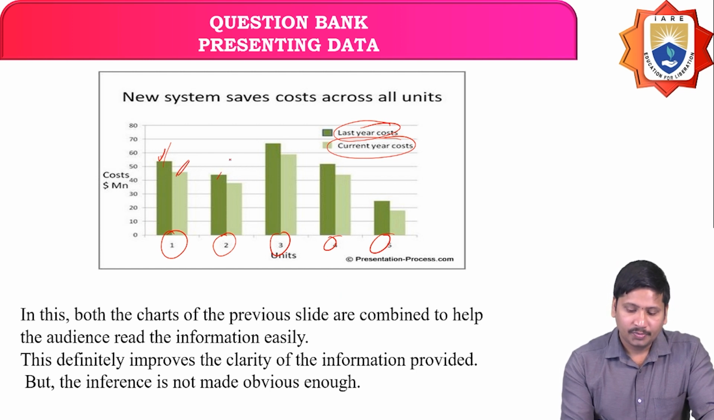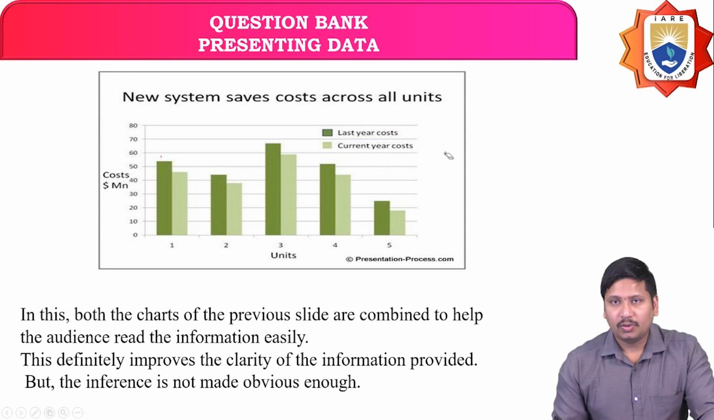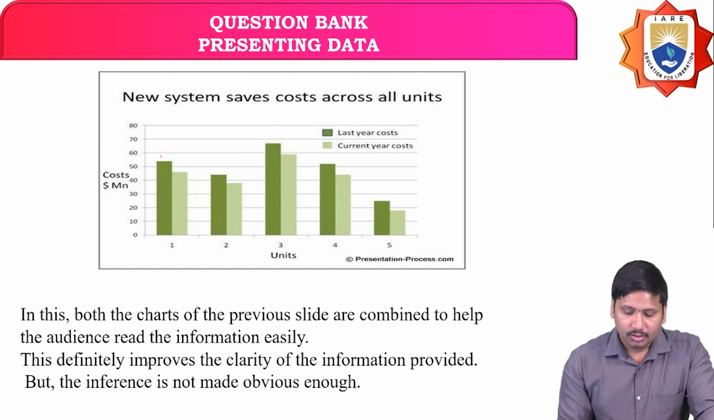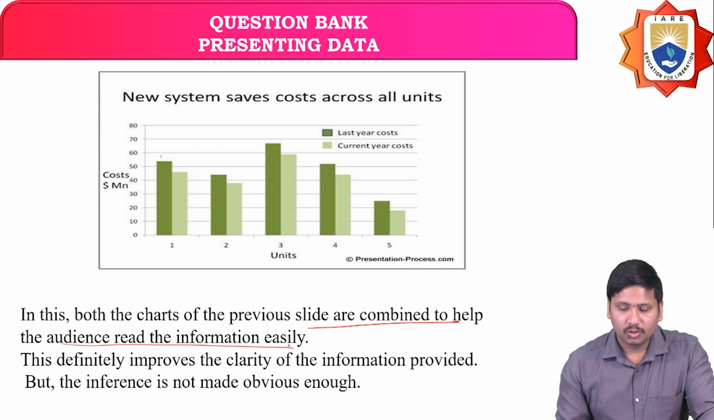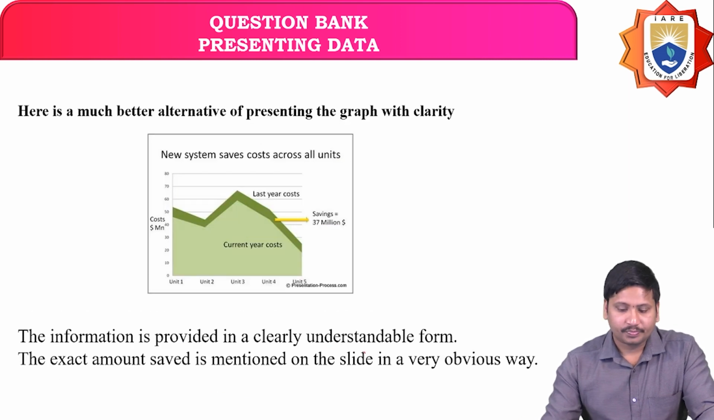Similarly, in February, last year's sales are higher and current year sales are lower. Like this, I can make a quick comparison between these two applications. The bar charts of the previous slides are combined to help the audience read the information very easily, and this definitely improves the clarity of the information provided. But the inference is not made obvious enough here.